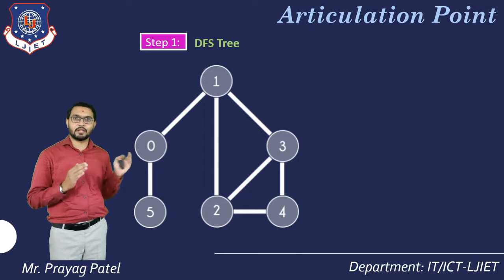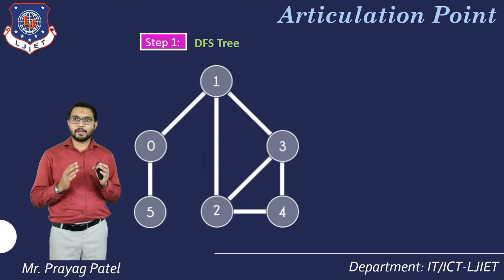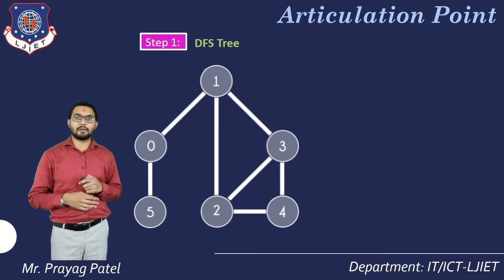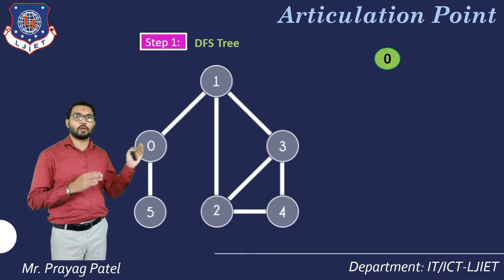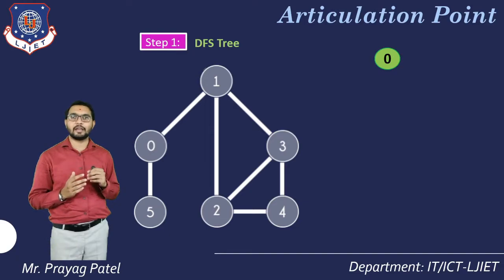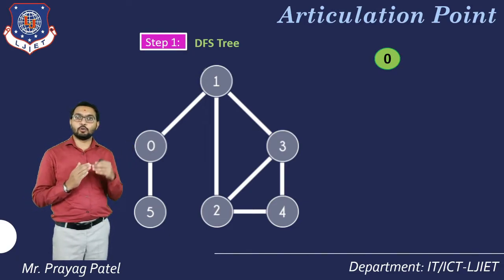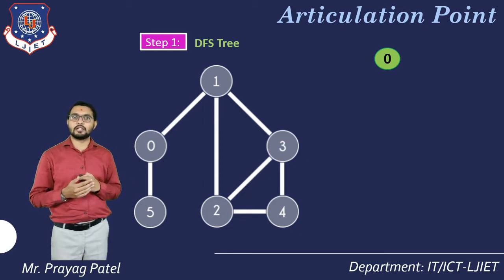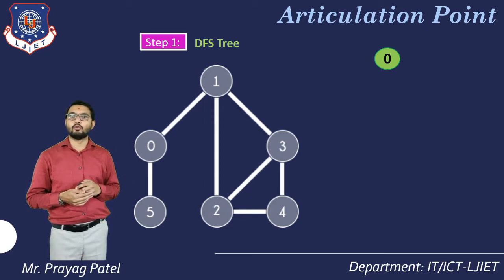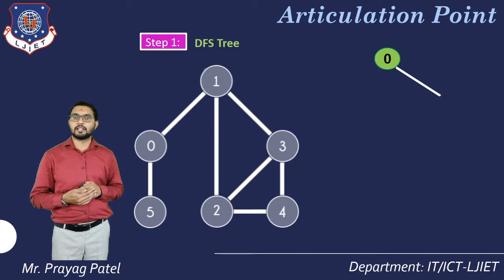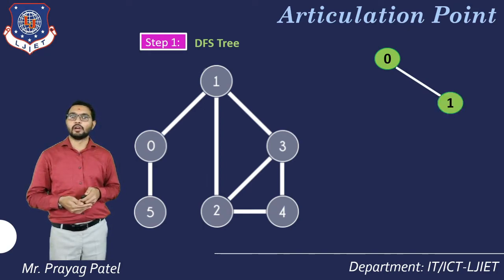For this graph, consider the DFS tree. In a DFS tree you can consider any node as the starting point. So for example, consider node 0 as your starting point for the DFS. Then, moving from 0 to the next node, if you want to move from 0 to 1, consider the first path from 0 to 1 here.